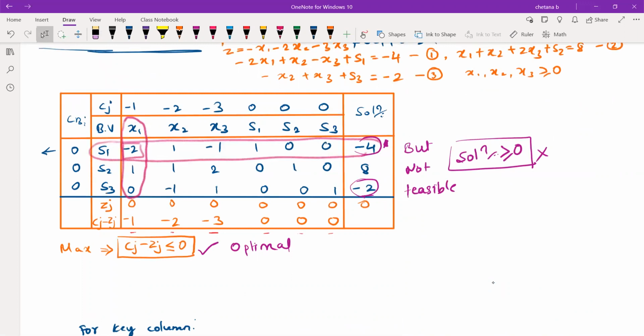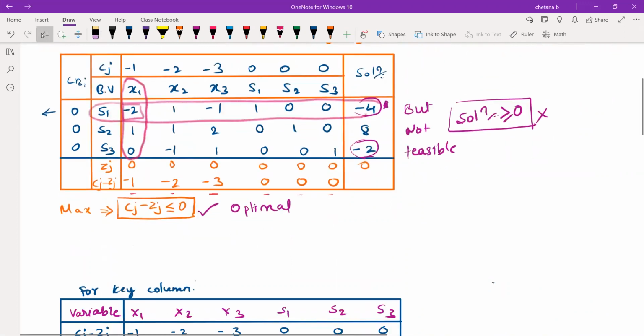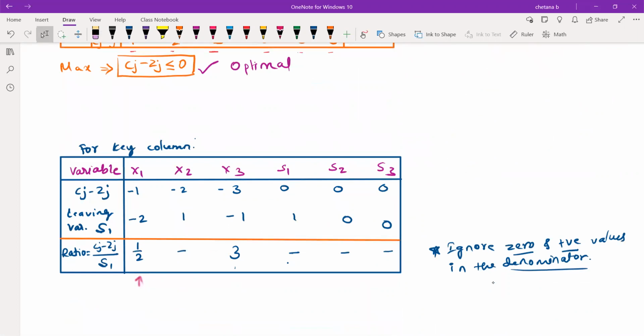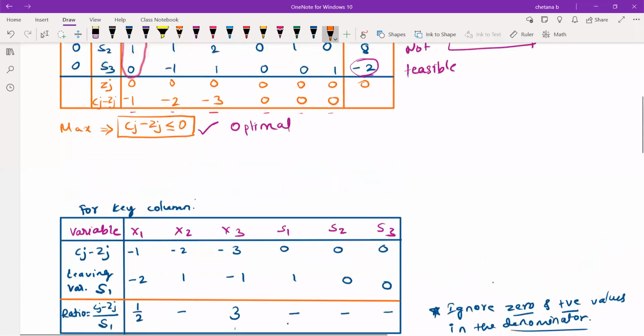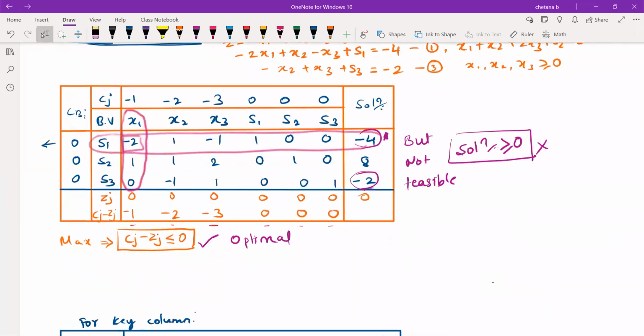So we have got the key column. How to get the key column? Out of these ratio values, you need to pick the minimum one. If it is with any of the variables, now this is with the x1 variable, so that x1 will be the key column, and wherever you have the intersection of key row and key column, that is the key value, that is -2.